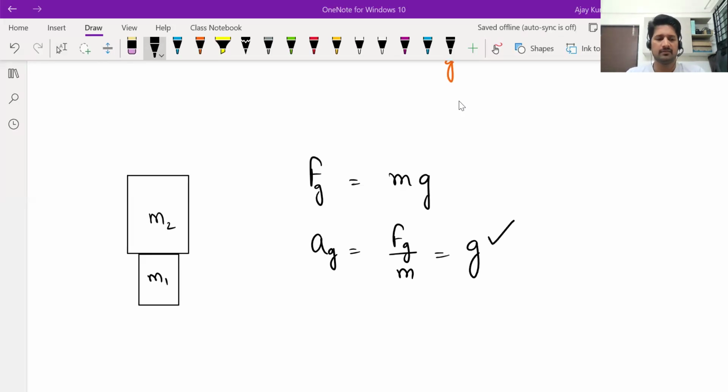Pawan, what do you think? Sir, mass. Arey, I'm actually surprised. How come you all are not giving an answer to this?